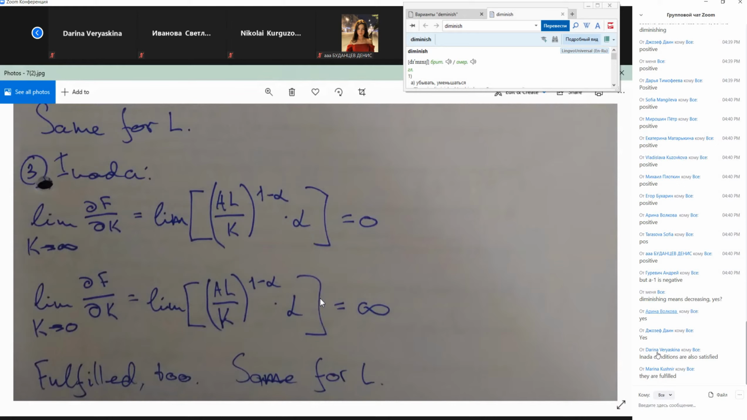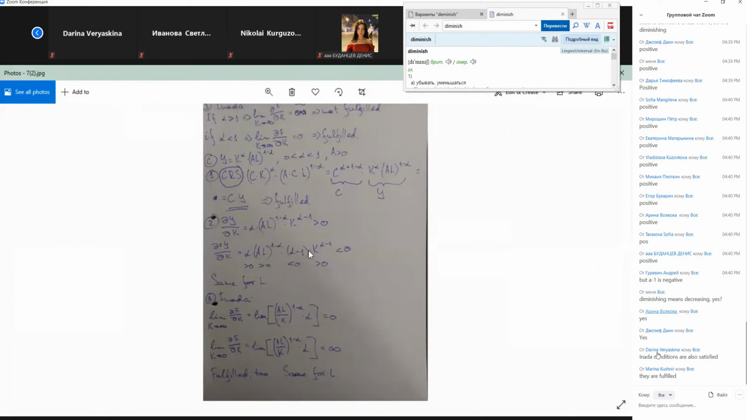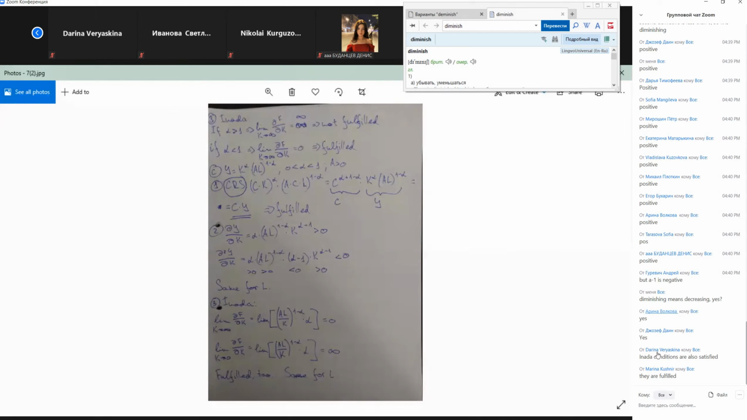So 3 out of 3. That means it's a neoclassical function. Again, the same thing holds for L, for labor. And so now we can go on to our task 3.2.